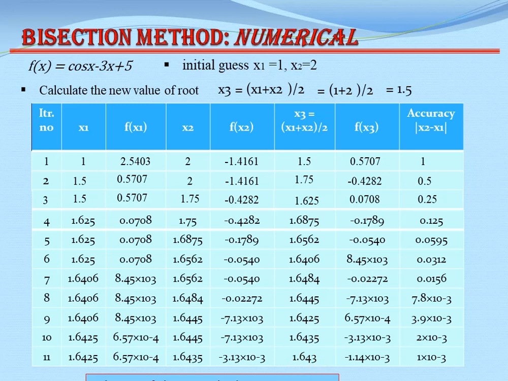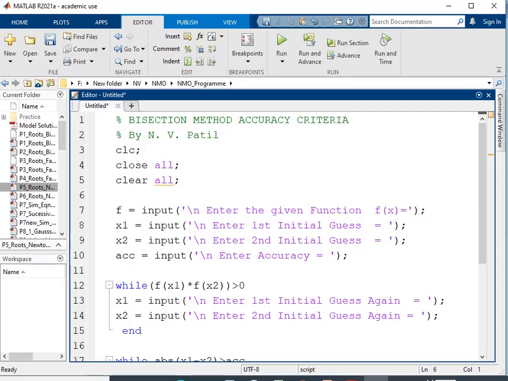So for this numerical, let's develop the MATLAB code. Let's open MATLAB. This is the MATLAB program written for the bisection method using the accuracy criteria. Initially we use the percentage symbol to give comments. You can give comments for your roll number, class and division also.